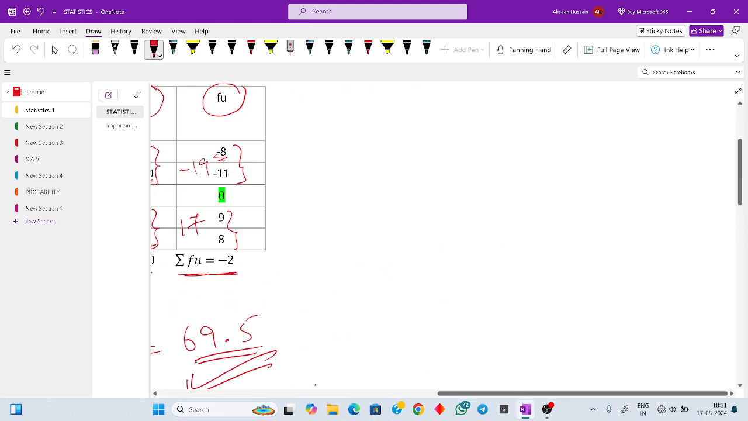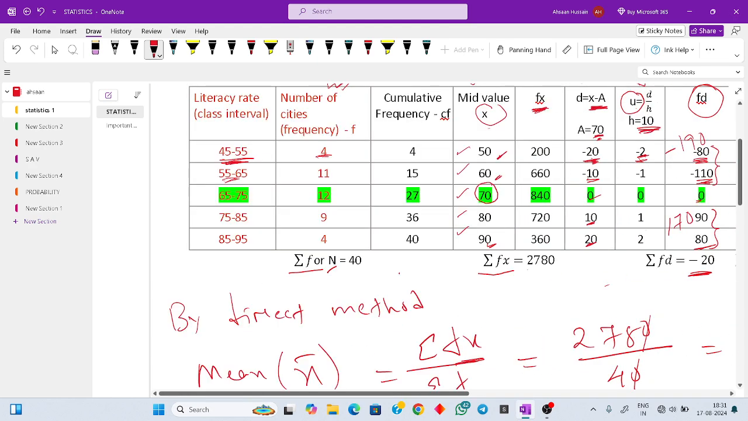So you need to think again. What if the data is not as simple as this one? For example, what if the frequencies are 45, 111, 120, 93, 47? Okay. So now you have to multiply f into x for direct method. So this is cumulative frequency.